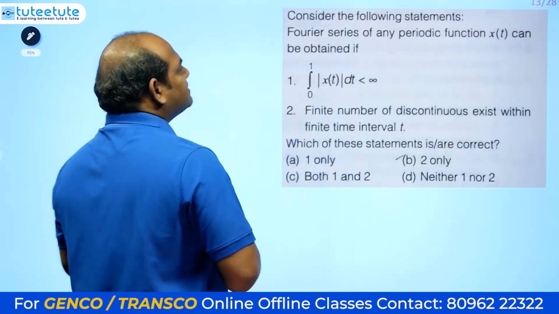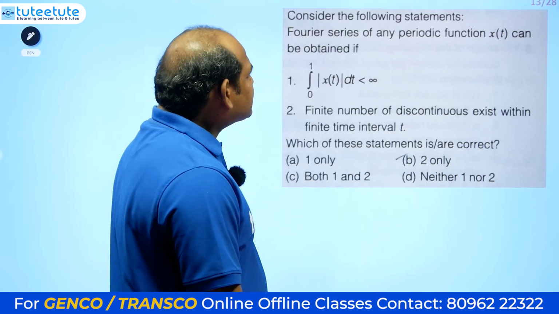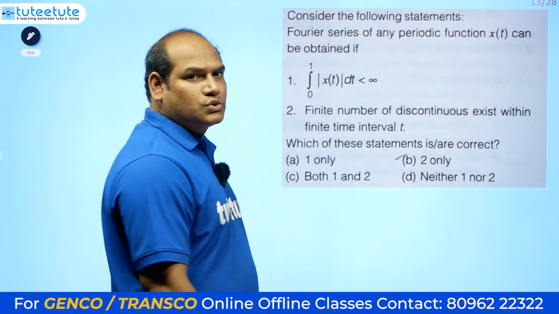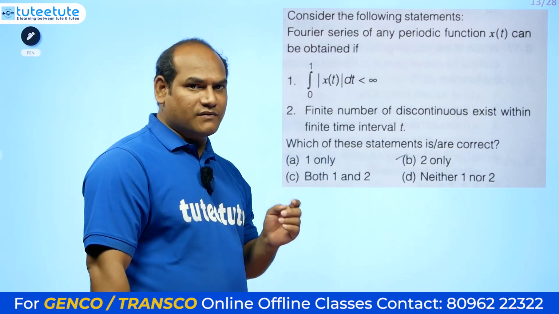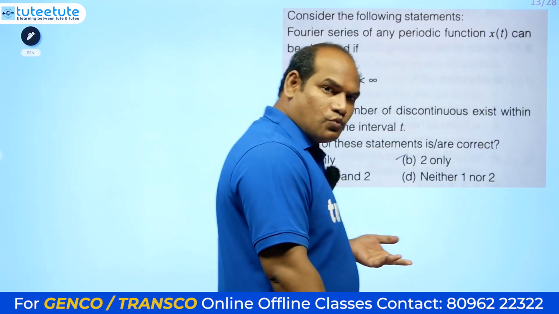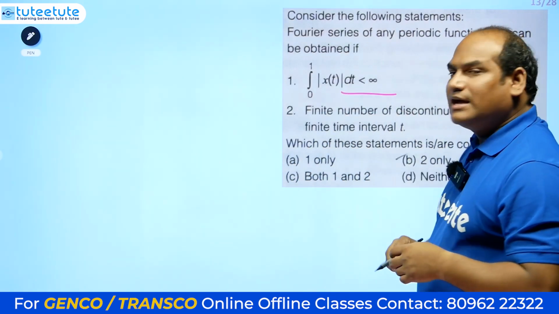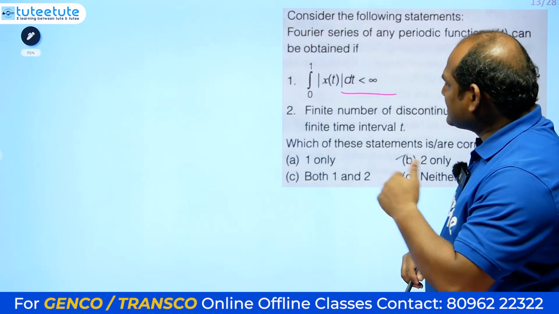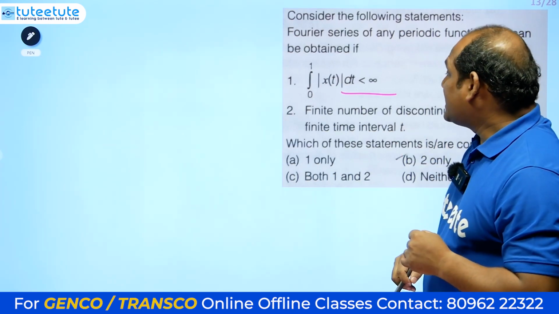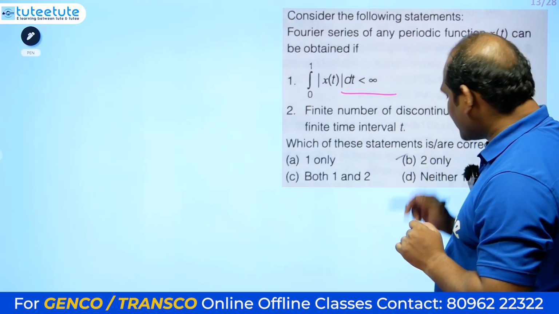Okay. Consider the following statements. In the next question, they have given that the Fourier series of any periodic function x of t can be obtained if, so they have given two conditions. We'll check that one. So the integral, time changes from 0 to 1, magnitude of x of t dt is less than infinity. They are telling that is one condition, and the second condition is a finite number of discontinuities exist within this finite time interval. Which of these statements are correct?